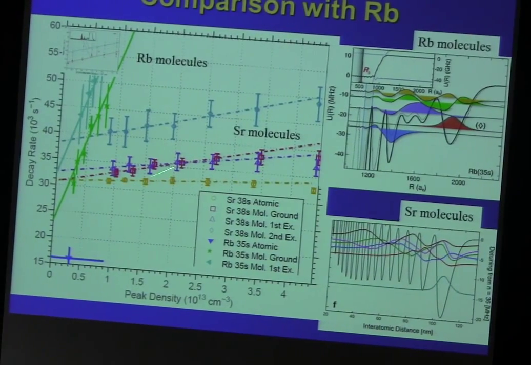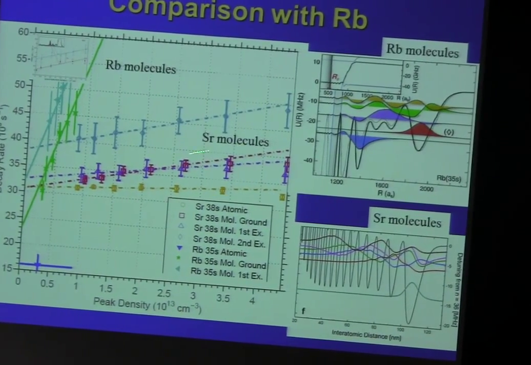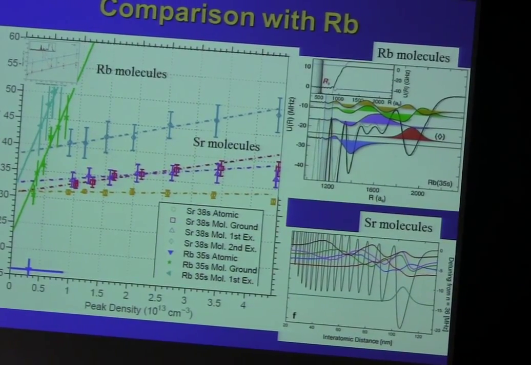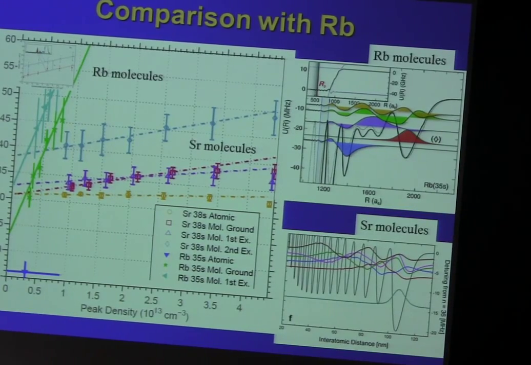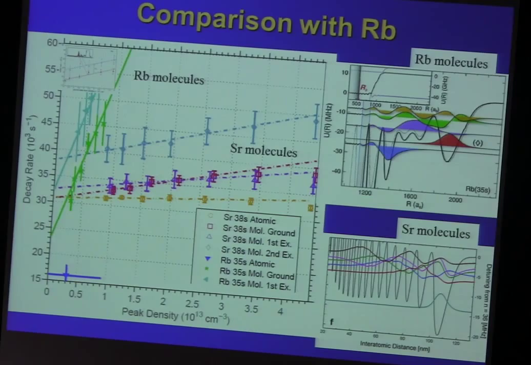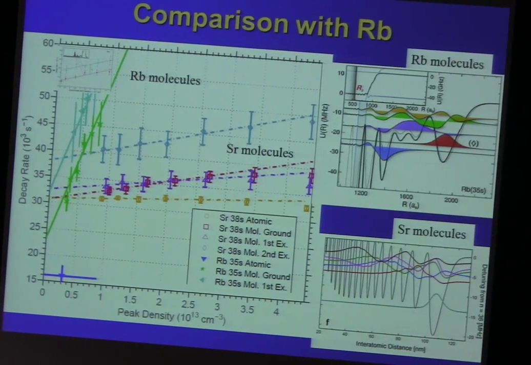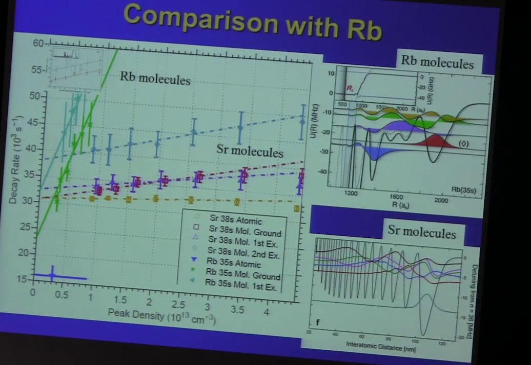That can't quite be right because that would give the same loss rate for strontium as for rubidium. So that doesn't quite work. So I think that the density dependence here is still somewhat of an open question. Somehow the molecules are more fragile. But there's another subtlety, and I think there are real subtleties here.